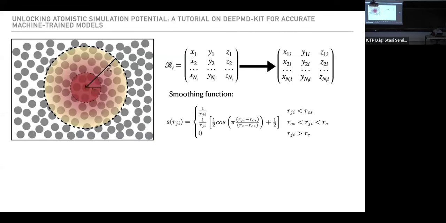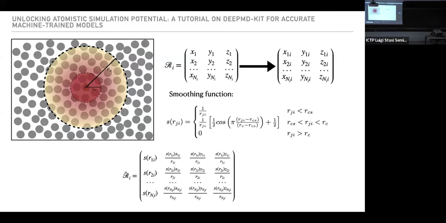Then, since we introduce a cutoff, we are introducing a discontinuity in the energy here. So we introduce also a smoothing function that basically weights in different ways the entries of this matrix. The function requires another cutoff, a shorter one. For the atoms inside this short cutoff, the weight is 1 over the distance between the atom and the atom I, while between the two cutoffs, the weight is modulated by a cosine, and then beyond the cutoff, the weight is 0, so we are not including the atoms beyond the cutoff. So the new descriptor.